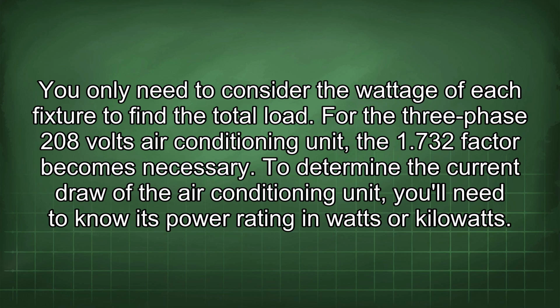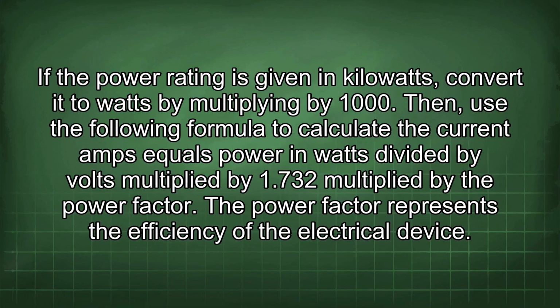For the three-phase 208 volts air conditioning unit, the 1.732 factor becomes necessary. To determine the current draw of the air conditioning unit, you'll need to know its power rating in watts or kilowatts. If the power rating is given in kilowatts, convert it to watts by multiplying by 1000. Then, use the following formula to calculate the current. Amps equals power in watts divided by volts multiplied by 1.732 multiplied by the power factor.